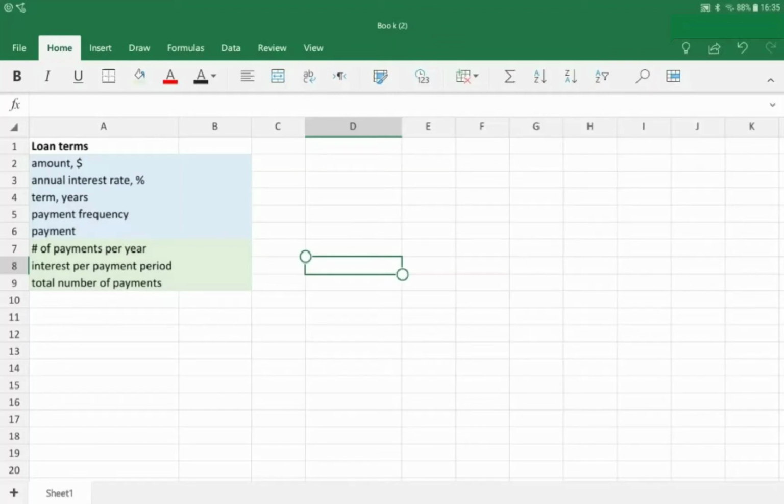Hello guys. If you drive for Uber or Lyft and finance your vehicle with a loan, you probably know that the loan interest is a tax-deductible expense. In this video, I will show you how to compute the amount of interest you paid on the loan in a year using Microsoft Excel.